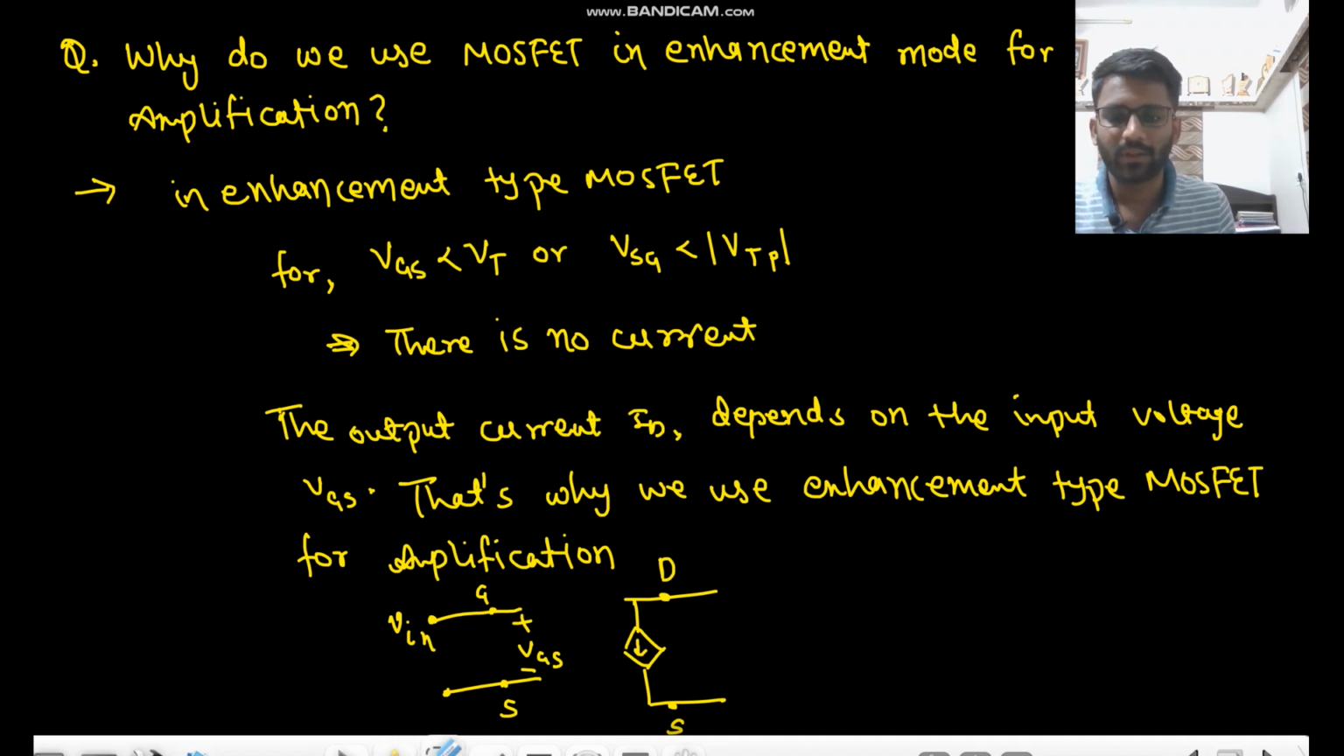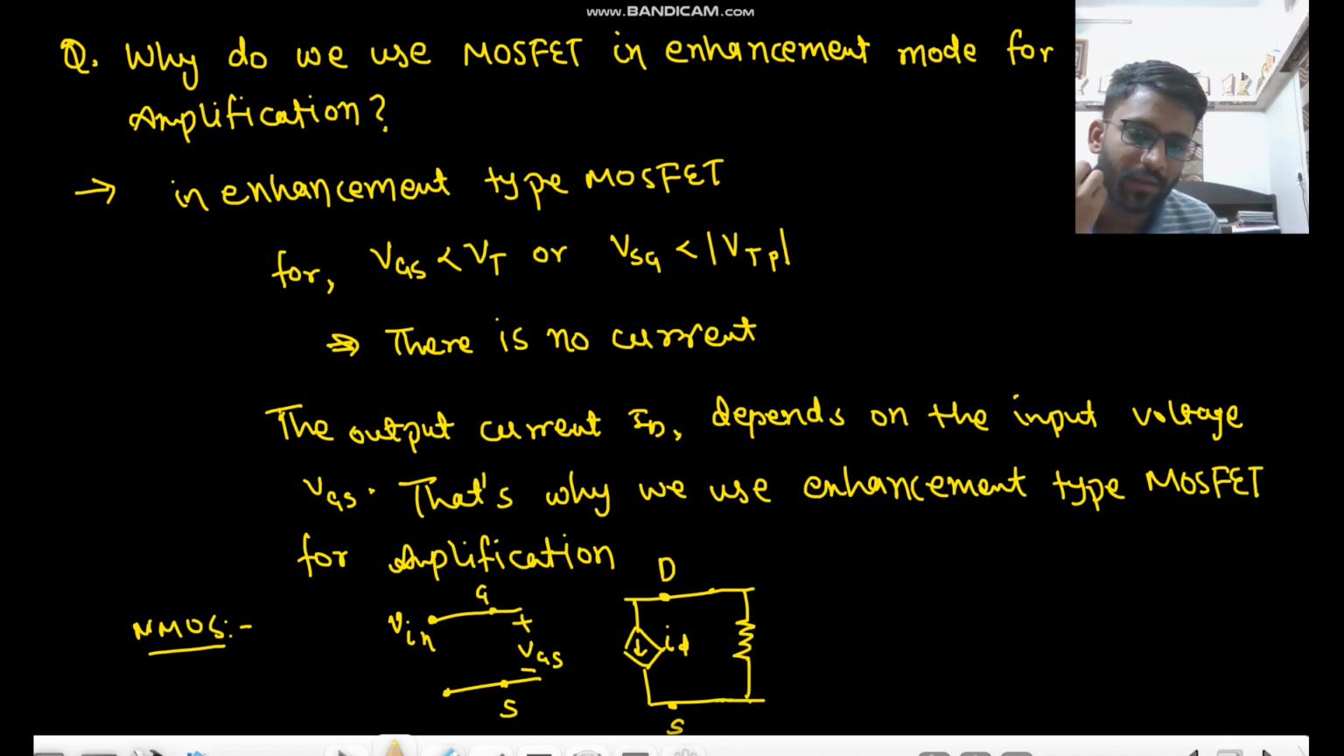Now, from drain to source, is current there? Yes, that's fine. From drain to source we have the current flow in case of NMOS. This is the drain current ID and this is RL. So this drain current ID is directly depending on the input. That's why we use enhancement type MOSFET for amplification.